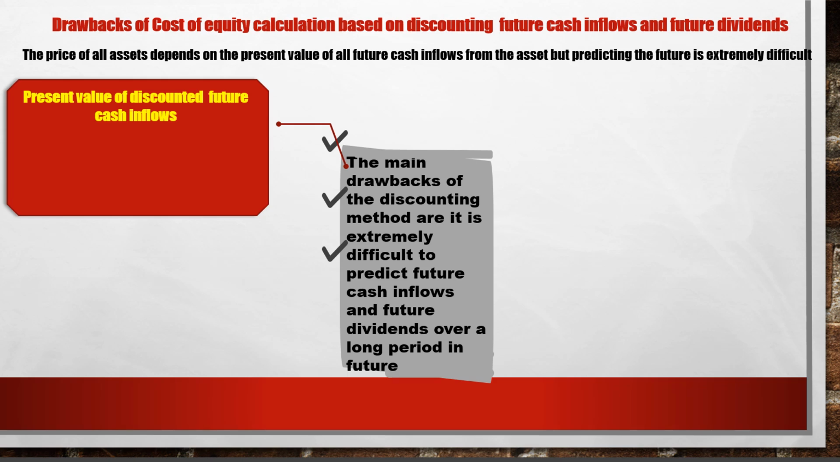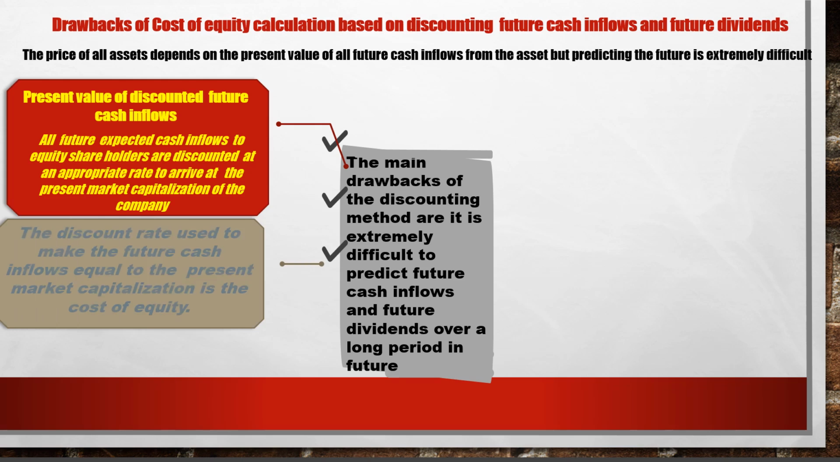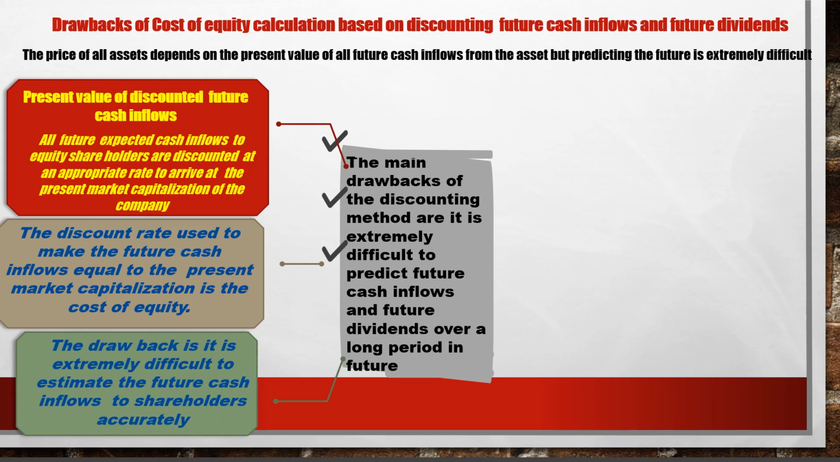The present value of discounted future cash inflows. All future expected cash inflows to equity shareholders are discounted at an appropriate rate to arrive at the present market capitalization of the company. The discount rate used to make the future cash inflows equal to the present market capitalization is the cost of equity. The drawback is that it is extremely difficult to estimate the future cash inflows to shareholders accurately.